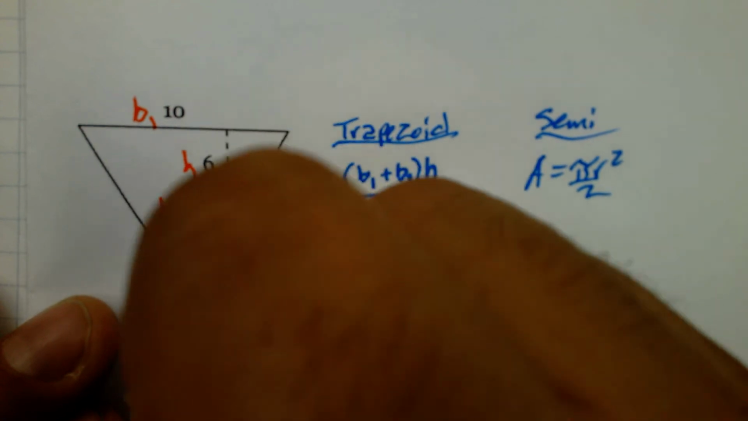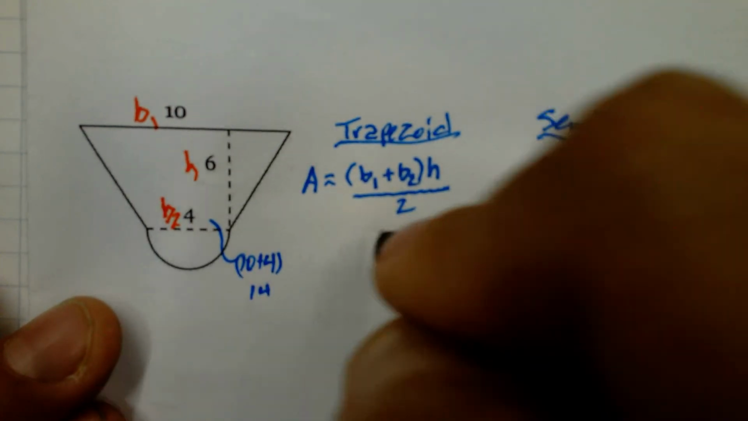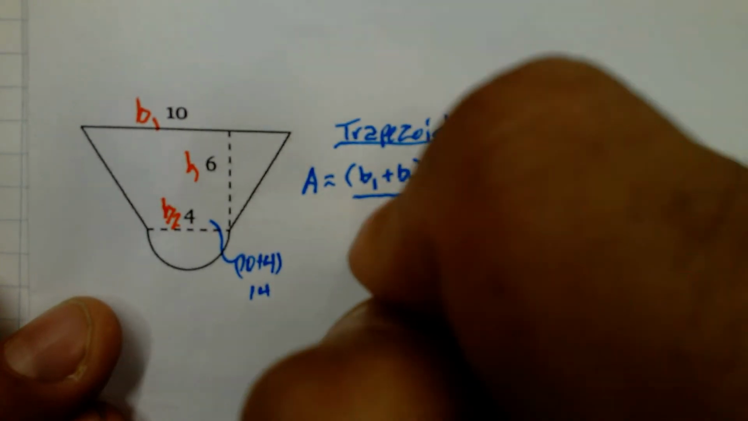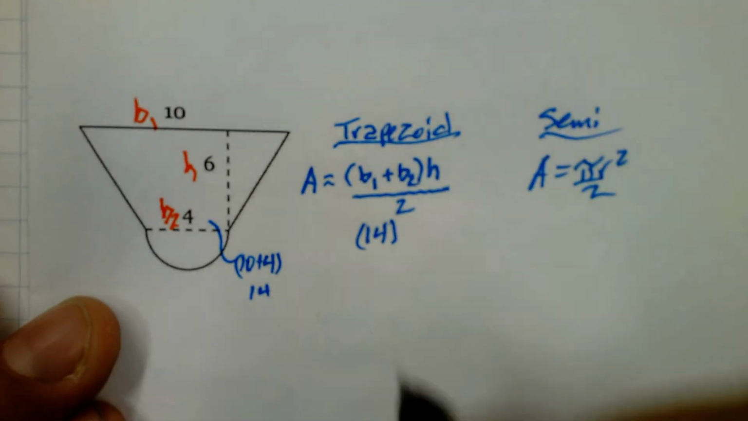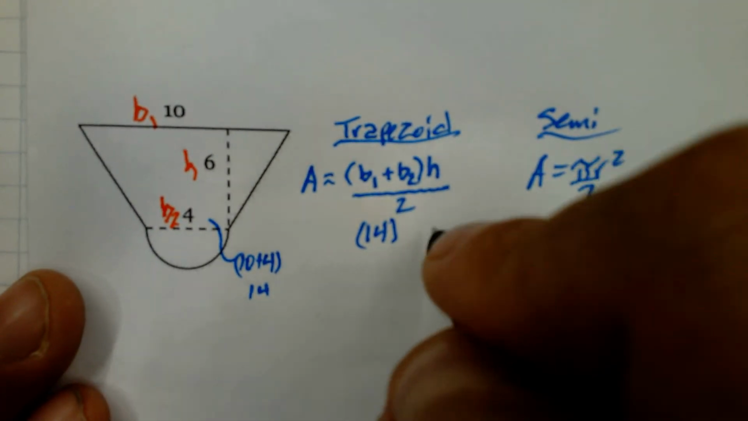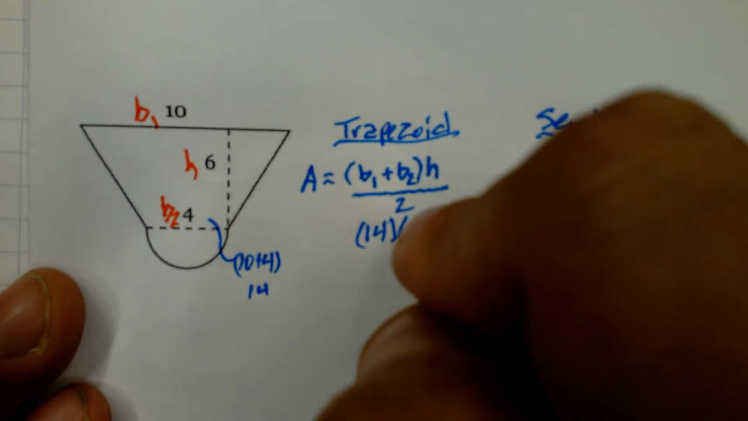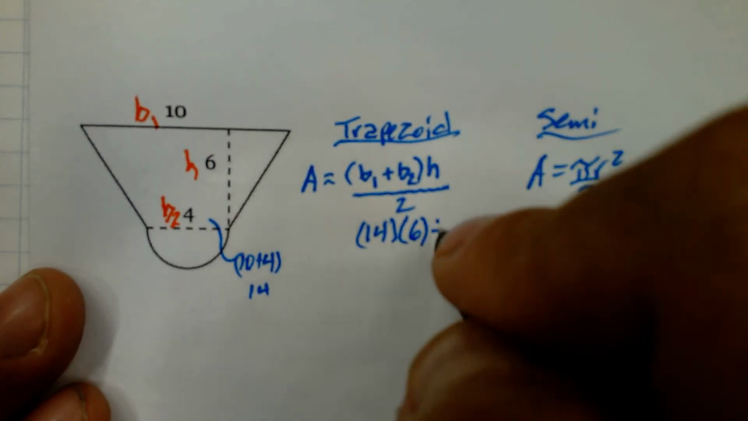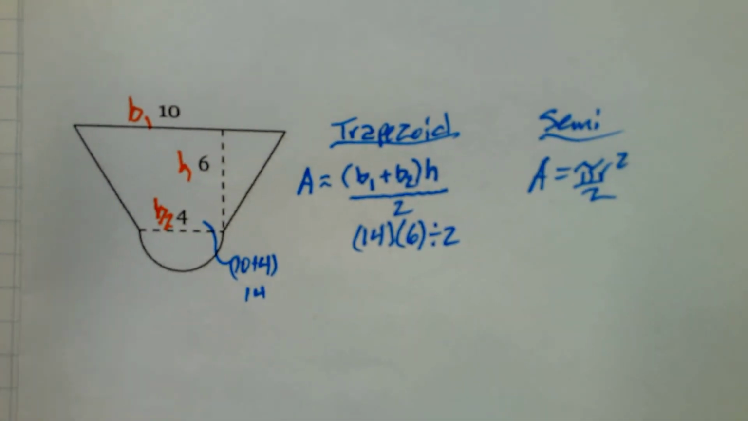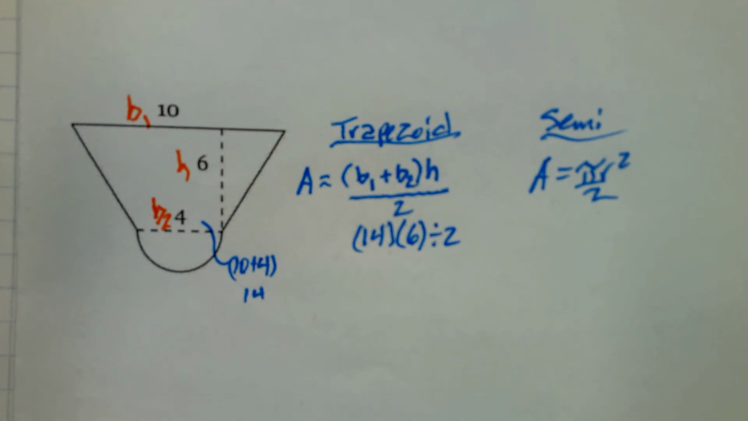And that's going to be 14. So that's going to go here. So we're going to do 14 times the height. What's my height again? 6. And then divide that by 2. Okay. So let's figure out that one. 42, thank you.